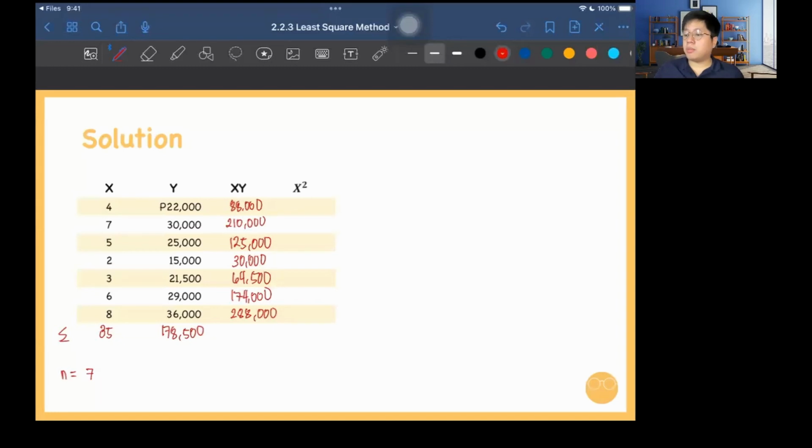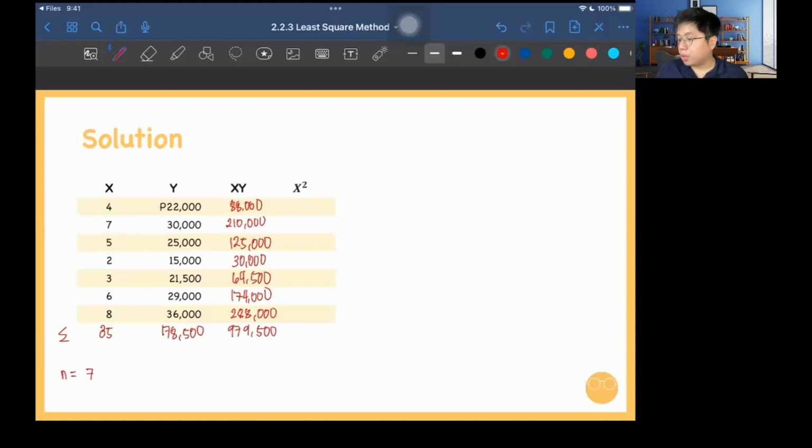Then let's try to sum up all of the values of xy. That will give us 979,500,000 pesos. So now let's try to solve for the last column here, which is x squared. That's basically raising the column x to the power of 2.